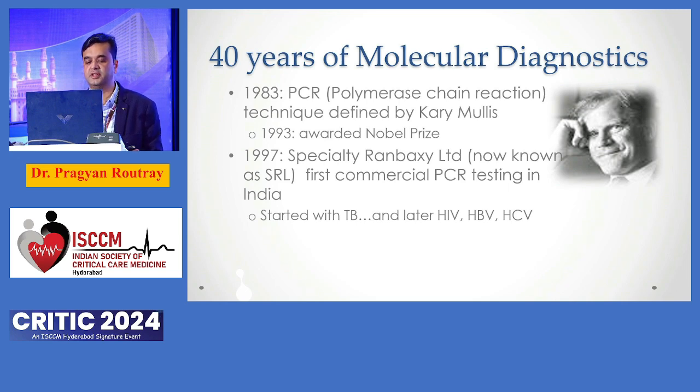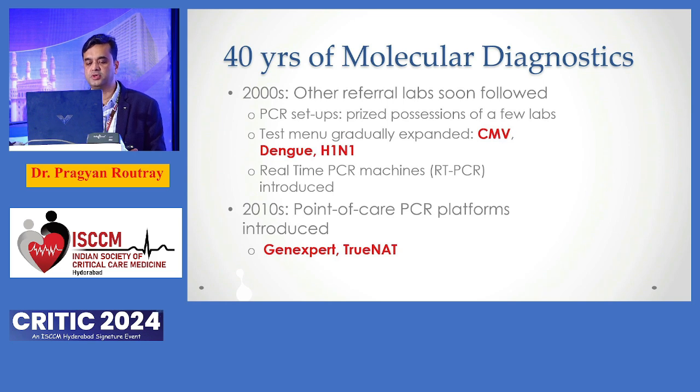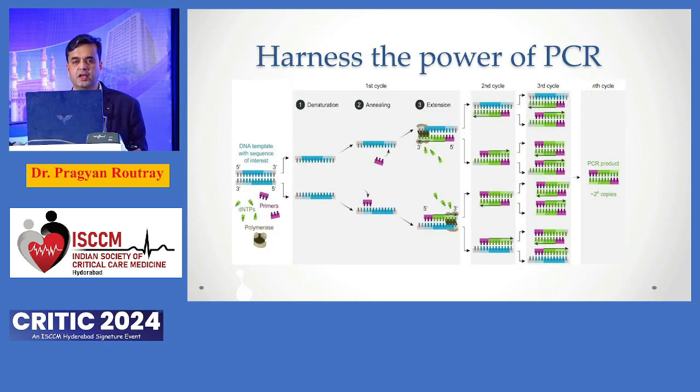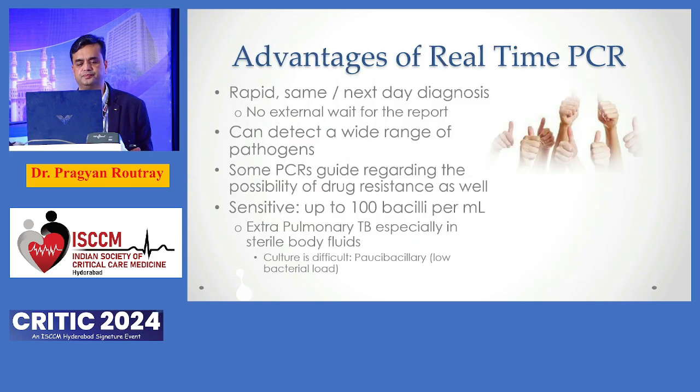Initially, it was used for TB, HIV, hepatitis B, and HCV, and in the 2000s other referral labs also got it. We were initially testing for CMV, dengue, H1N1. Then in 2010, GeneXpert also came into the picture. It's a very beautiful way of handling DNA. If DNA or RNA comes in, you are denaturing, annealing, doing extension, and growing it, and accordingly subjecting it to different tests.